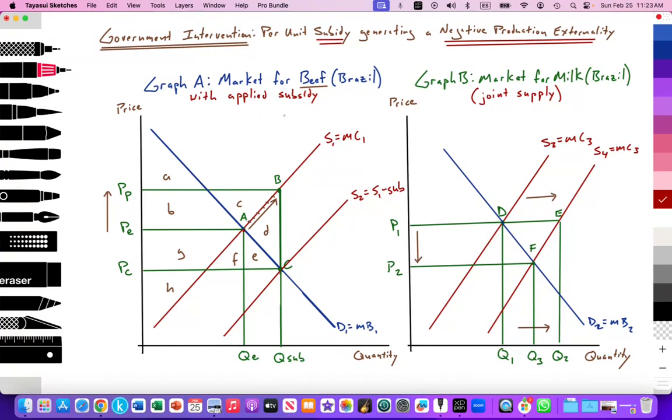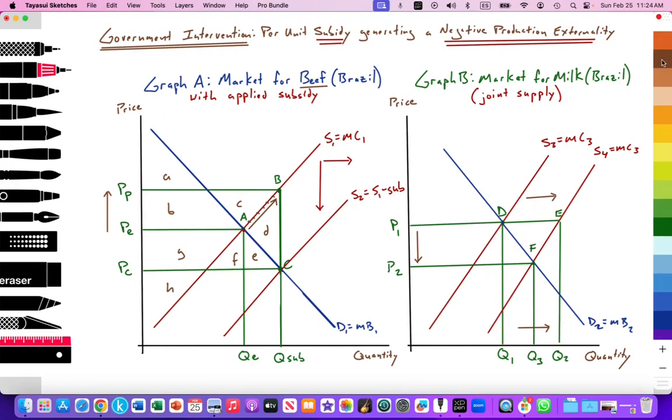The government of Brazil intervenes, applies a per unit subsidy for each unit of beef provided. The government will provide some funding to the farmers that incentivizes farmers to acquire more cattle. So we would expect along the S1 curve, as a result of the price increasing from PE to P sub P for producers, an increase in the quantity supply from point A to point B. That would have the effect of enabling farmers to reduce their cost of production. The supply curve shifts downward. You can also say it shifts outward by the amount of the subsidy from S1 to S2. S2 equals S1 minus the subsidy.